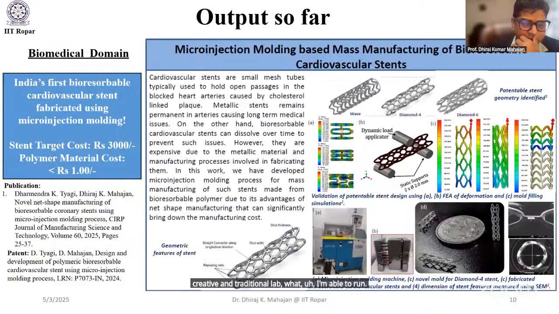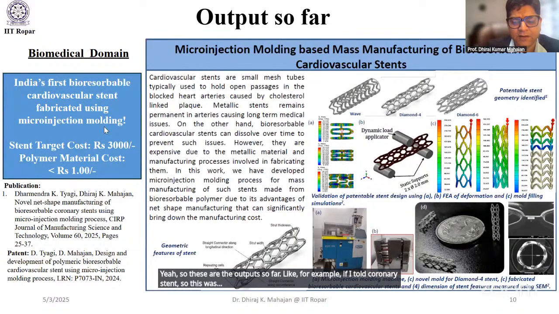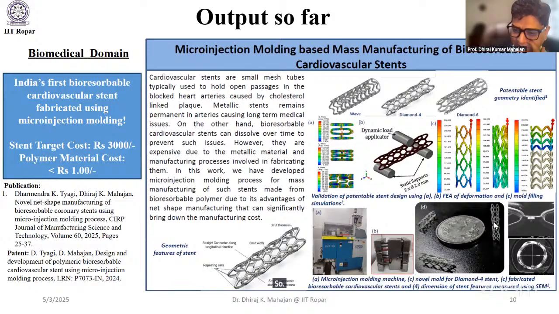So these are the outputs so far. For example, if I take the coronary stent, I will just give you an example. These are our simulation strategies, and these are the stents that we have made using the injection molding process. You can see the size of the stent. These are all made in-house in our lab.